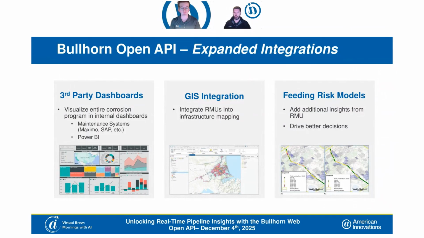The ability to expand your integration into any tool is massively improved. A very common one that a lot of our users are using today is third-party dashboards. For those of you that have multiple RMU vendors and want to see all the data in one place, you're managing multiple systems and building a compliance dashboard and corrosion management dashboard in Power BI or other visualization tools. Using this API, you can now import all that data from Bullhorn Web into a visual space that can take in other forms of data to help tell a fuller story of your entire corrosion program, as well as maintenance systems.